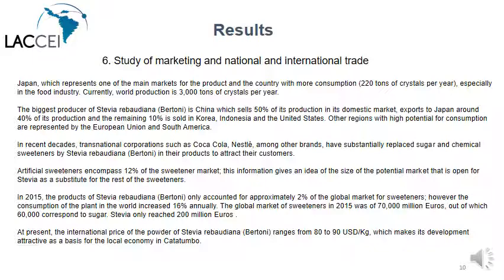In 2015, the products of stevia accounted for approximately 2% of the global market for sweeteners. However, the consumption of the plant in the world grew 16% annually. The global market of sweeteners in 2015 was 70,000 million euros, out of which 60,000 correspond to sugar. Stevia only reached 200 million euros. At present, the international price of the powder stevia ranges from $80 to $90 US dollars per kilogram, which makes its development attractive as a basis for the local economy in Catatumbo.